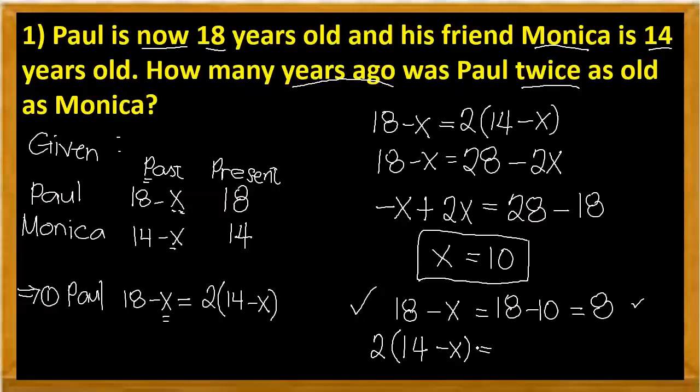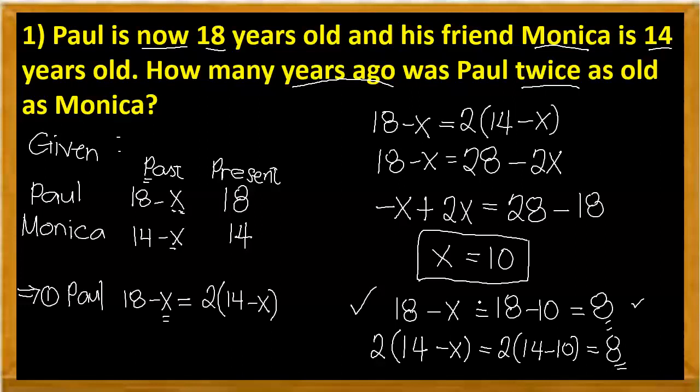Okay, so 14 minus x, this is also equal to, ilagay natin, 2 times 14 minus 10. Okay, and that will give you 14 minus 10 is 4. 4 times 2 is 8. Okay, so pareho yung value natin. Therefore, our answer is correct.